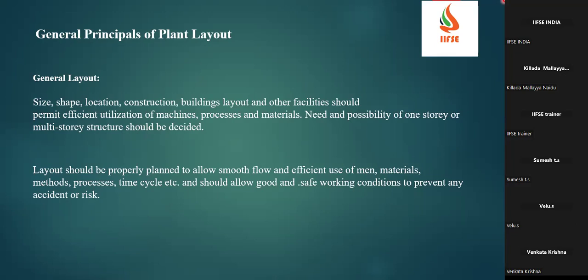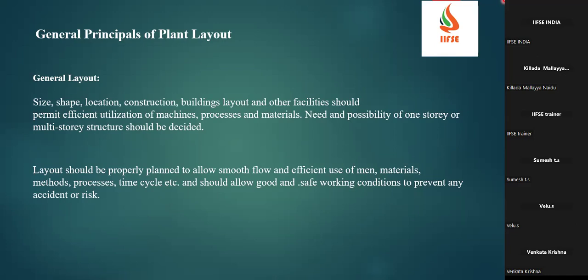Then only I'll take my product to the next stage. And then materials. Materials, as I mentioned, mostly will have issues with respect to transportation and also handling. So how are you handling your materials, either manually or by the mechanical aids you are using? If it is using mechanical aids, what is the distance?